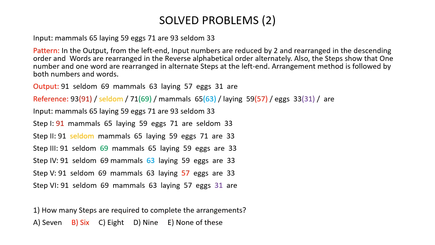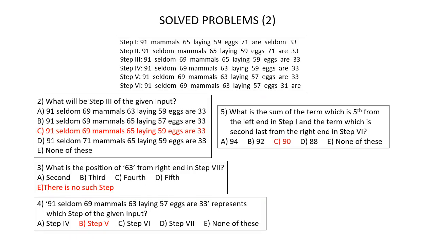Now as you can see here, step 6 is the last step of the rearrangement. This means 6 steps are required to complete the arrangement. So the correct answer is option B, 6. These are the rearrangement steps and this is the final output for the given input. Based on these rearrangement steps and the final output, let's answer a few more questions.